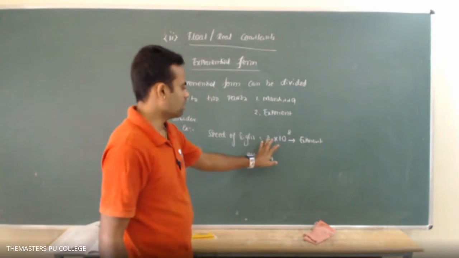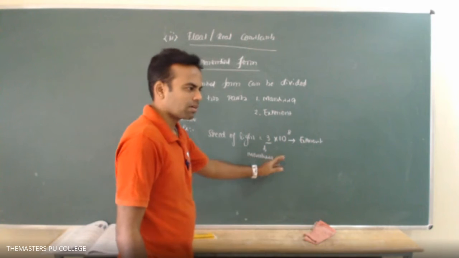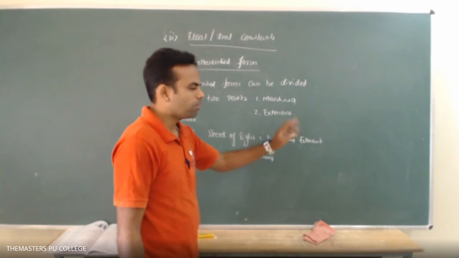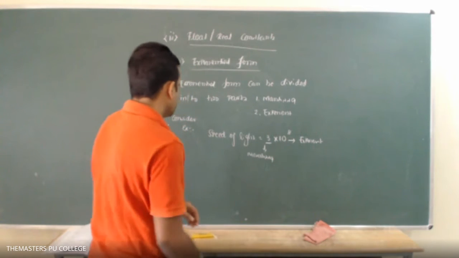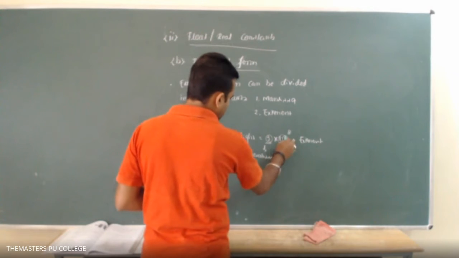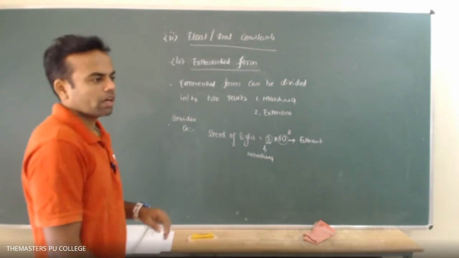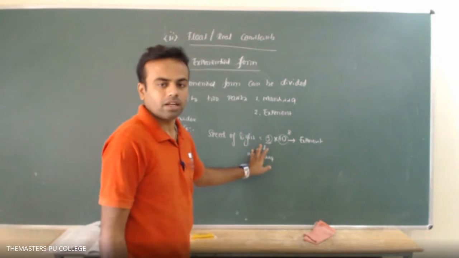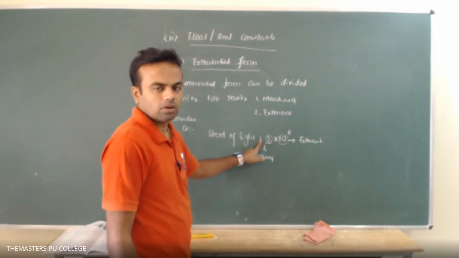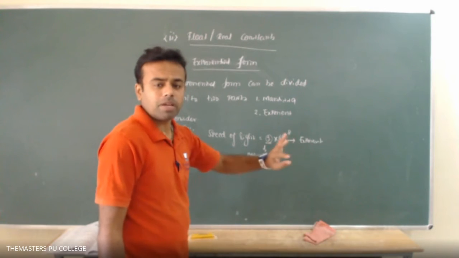Speed of light comes as 2 point something, and they round it up to 10 power 8. Okay, so right here, this will be called the mantissa part, this will be called the exponent part. Mantissa is rarely negative, usually it will be positive. Okay, and then the exponent may be positive or negative.